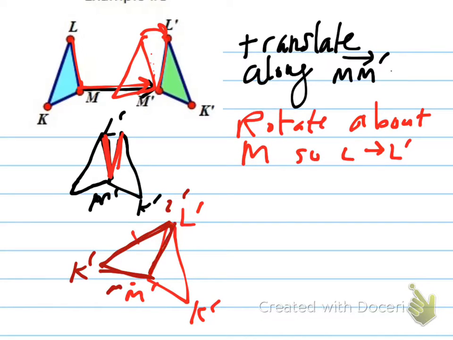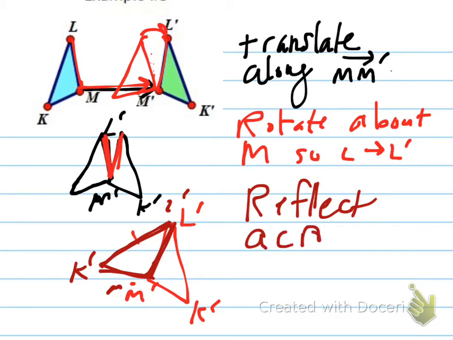So now we have this line of reflection. So finally we reflect across L, M. So that would be our line of reflection, and boom, K maps onto K prime. So we know that they are congruent. So translate, a slide, rotate, turn it so everything lines up, and then finally a flip so that the two shapes fit exactly onto each other.